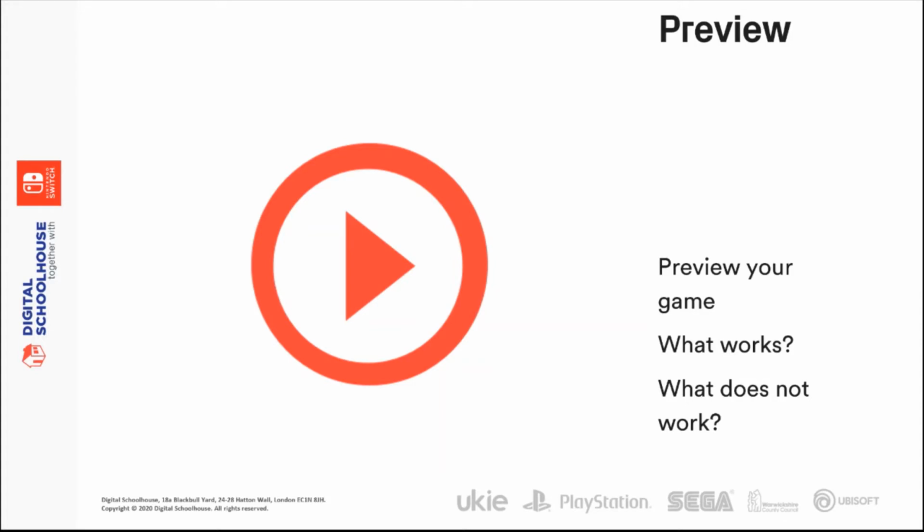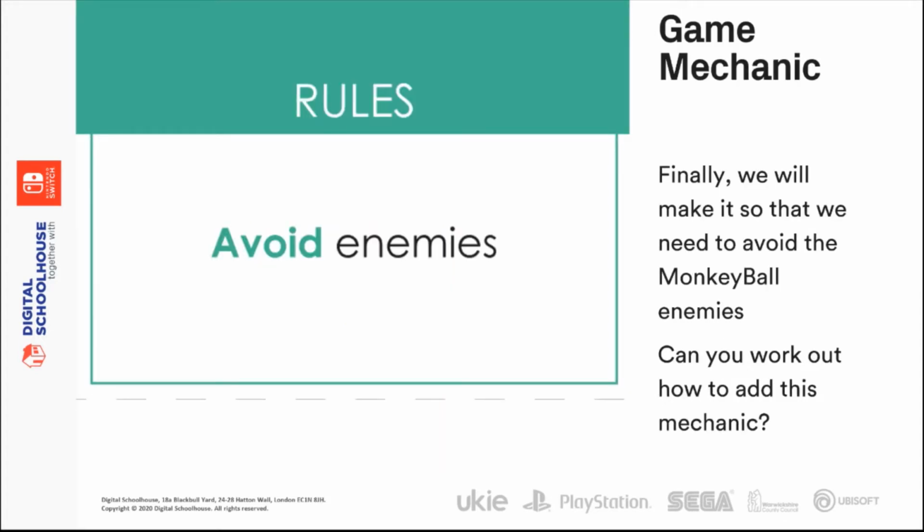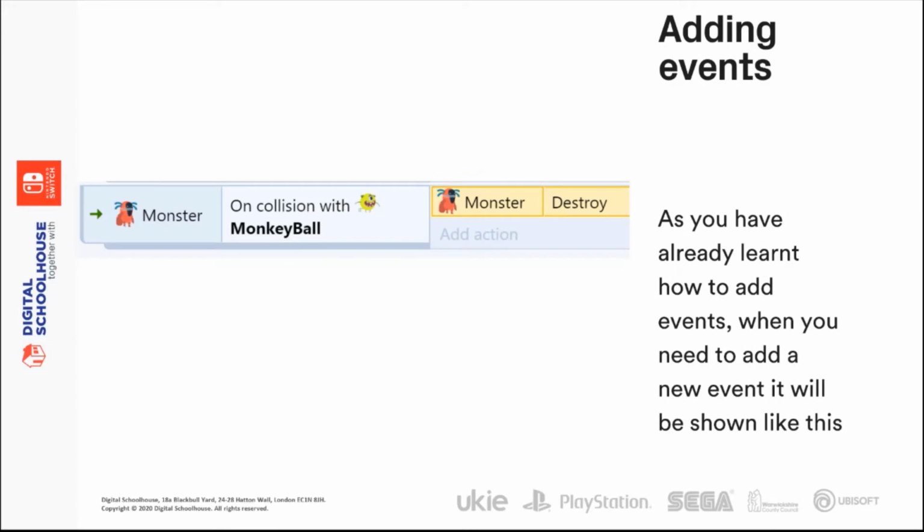Okay, brilliant. The next mechanic, in fact the last mechanic we are going to add, is avoid enemies. So finally we're going to make it so that we need to avoid the monkey ball enemies. Again, if you know how to use Construct 3, you might want to see if you can add this mechanic yourself. If you don't want to do that, that's absolutely fine. You can follow along with me now, or pause and come back and see if you were correct. Okay, so we're going to start to add events again.